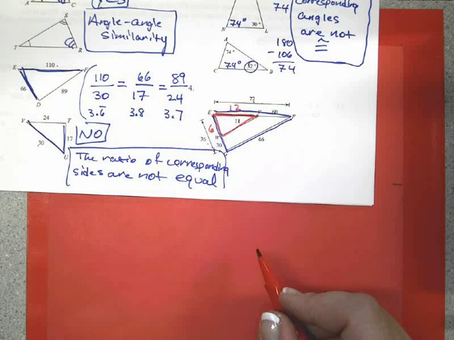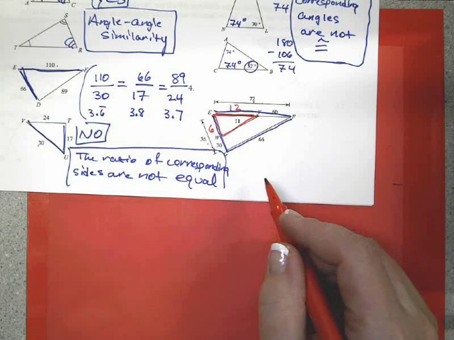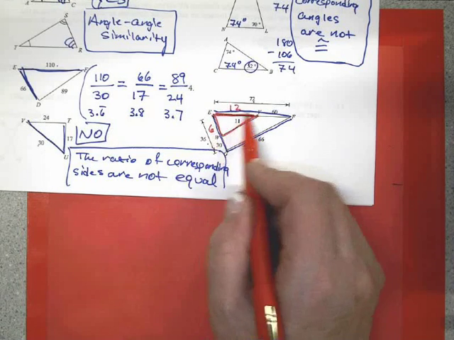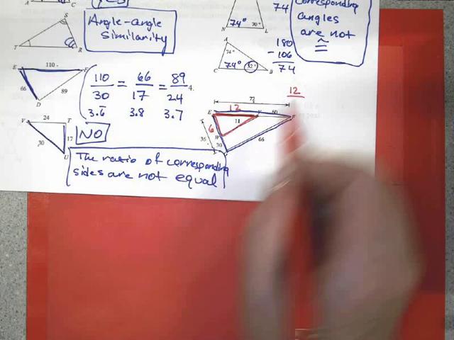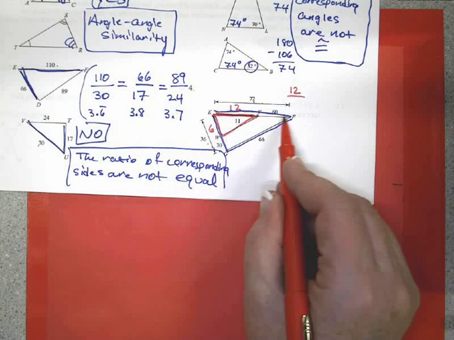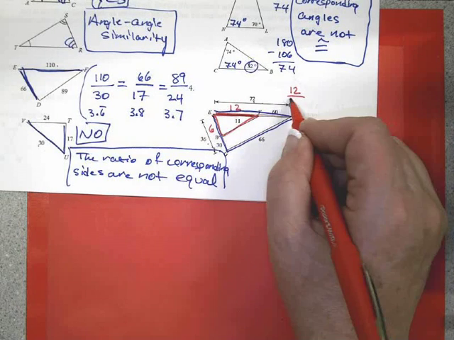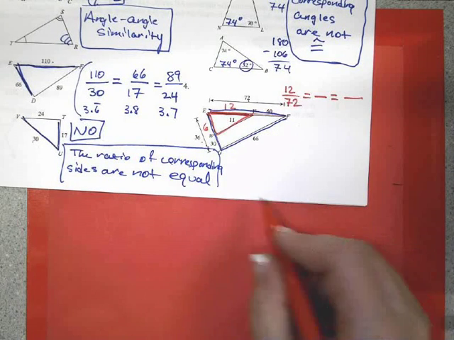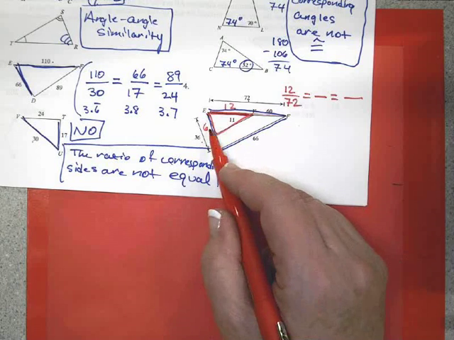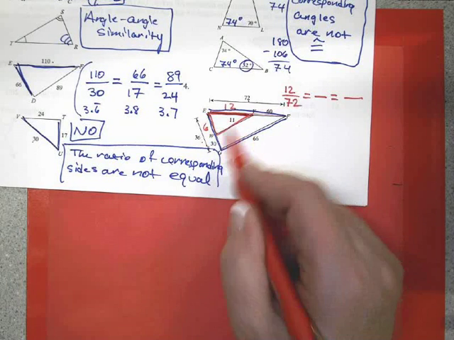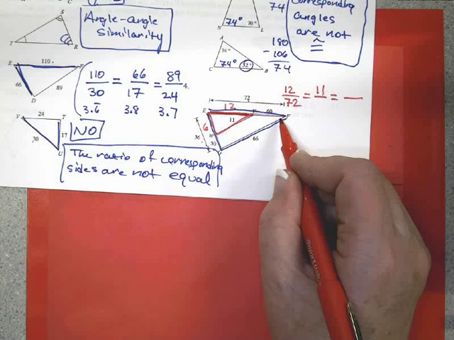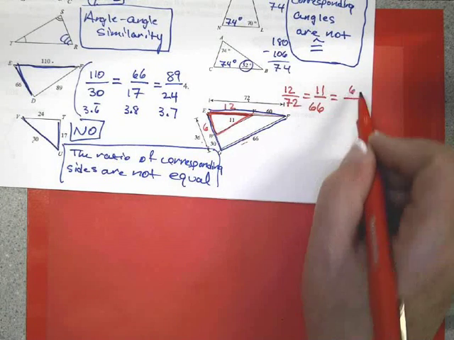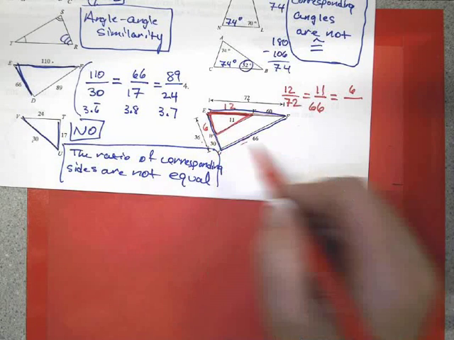Now we can go ahead and set up our three ratios. It doesn't matter which one you start with. I'm going to start with this 12 right here. So the small triangle 12 corresponds to the entire length of this large triangle, which is 72. And remember, we're setting up 3 ratios. Then we need to go back to the small triangle. So this 11 corresponds to this 66, and then our third side on the small triangle would be 6. It corresponds to 36.